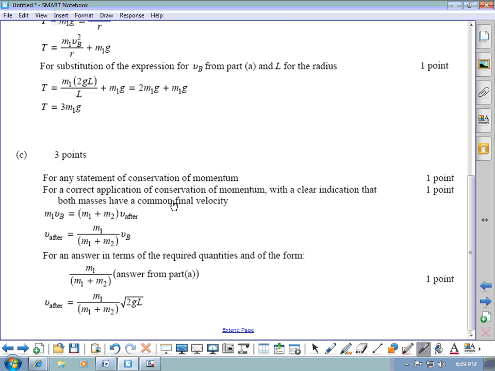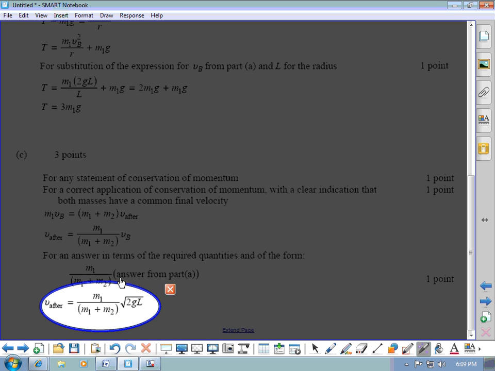And so then it's going through and solving for the velocity after the collision in terms of vB, and substituting in your velocity vB from the first part, and that gives you this final answer. So the third point is for correctly finding the final answer, correctly substituting in the velocity from before the collision.